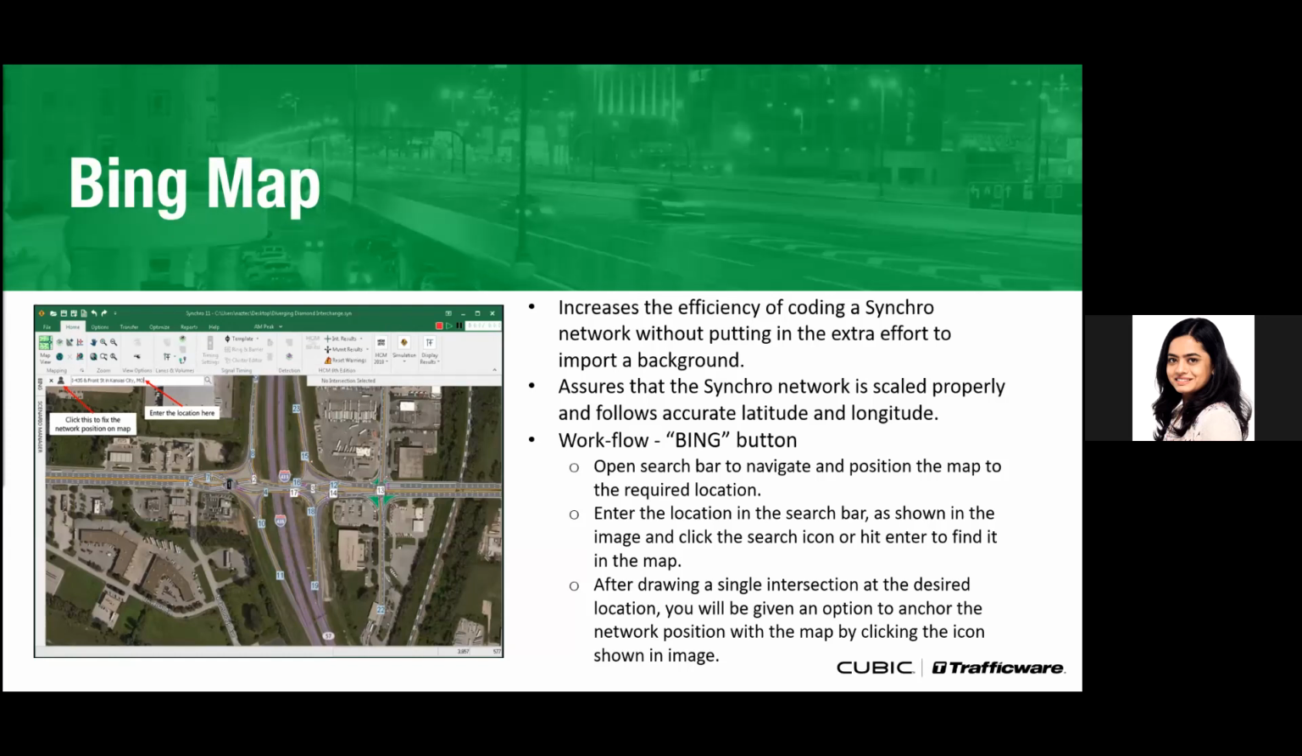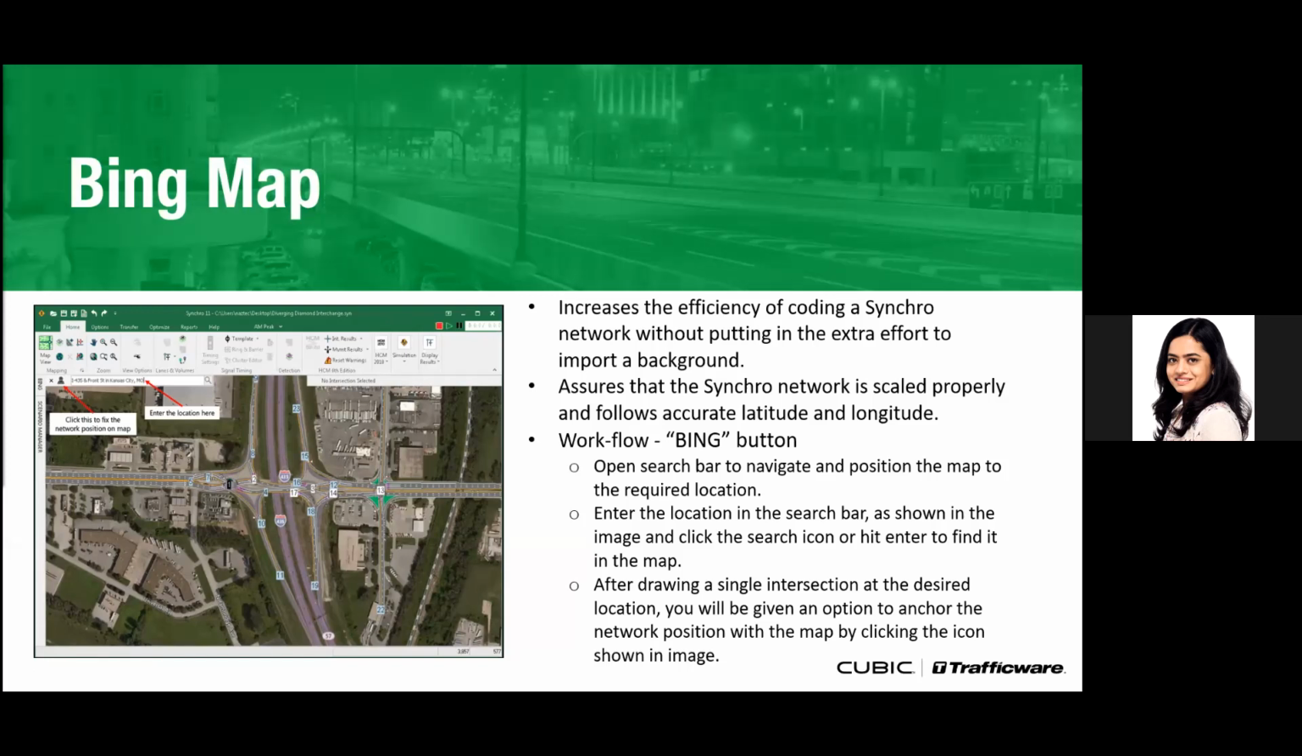Okay, so I would encourage you to be as precise as possible. It will help the system bring you to the exact location or at least near the exact location. You draw your network. Make sure that after you draw at least a single intersection, you anchor the network properly, because unless you anchor the network, you will see your network is in a different place and your map is in a different place. So you need to make them stick to each other so that you have a stable location where you want to draw your network, okay?